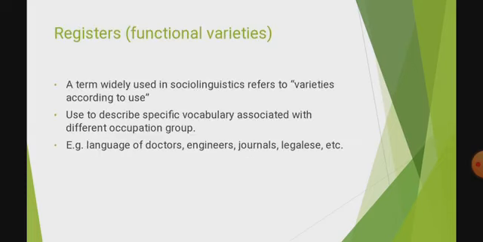So let's move forward. Registers, or functional varieties, a term widely used in sociolinguistics, refer to varieties according to use, used to describe specific vocabulary associated with different occupation groups. In this slide, you have learned how language technically changes from one occupation group to another. Like the language of doctors is different from the language of engineers. The language of engineers is different from the language of journalists. And the language of journalists is different from the language of others.